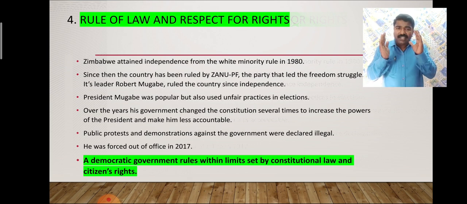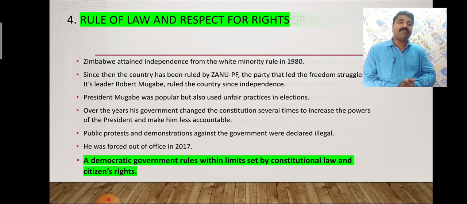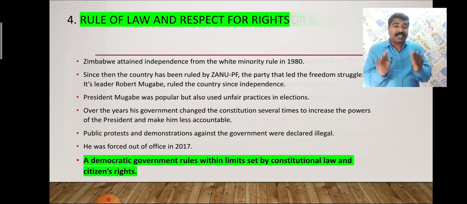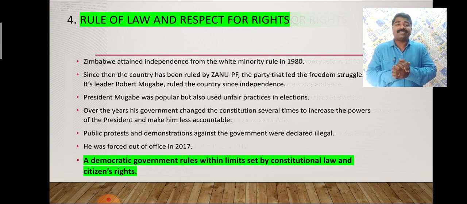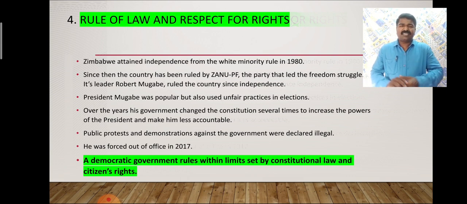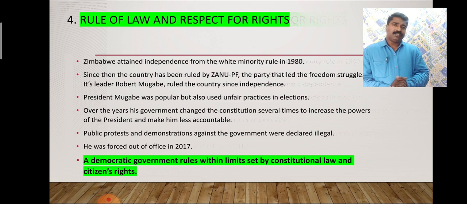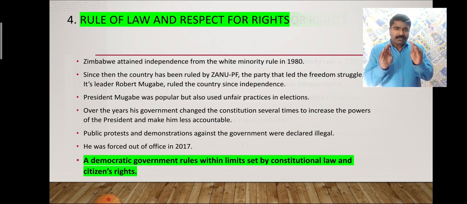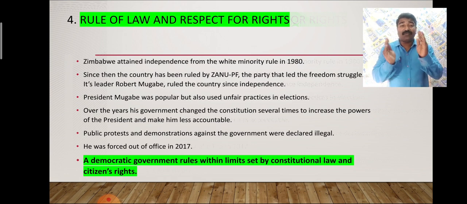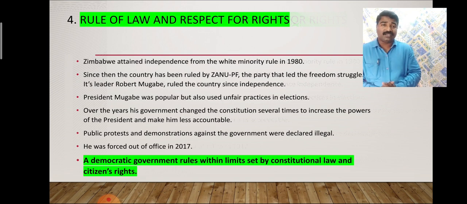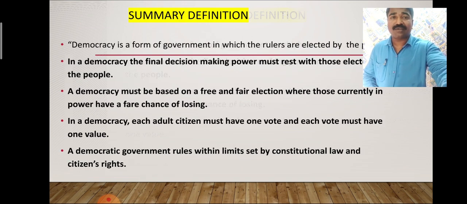A democratic government rules within limits set by constitutional law and citizens' rights. These citizens' rights are very important. Nobody should be above the law. Everybody must be below the law and respect the rights of the citizens. This is a very important fourth feature and also the last feature of democracy.